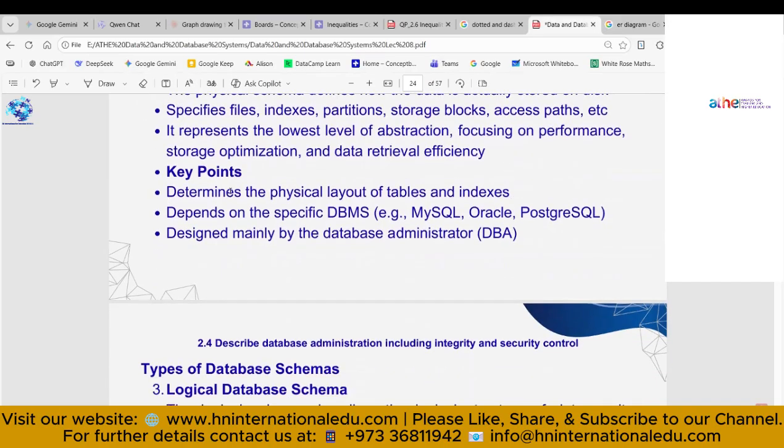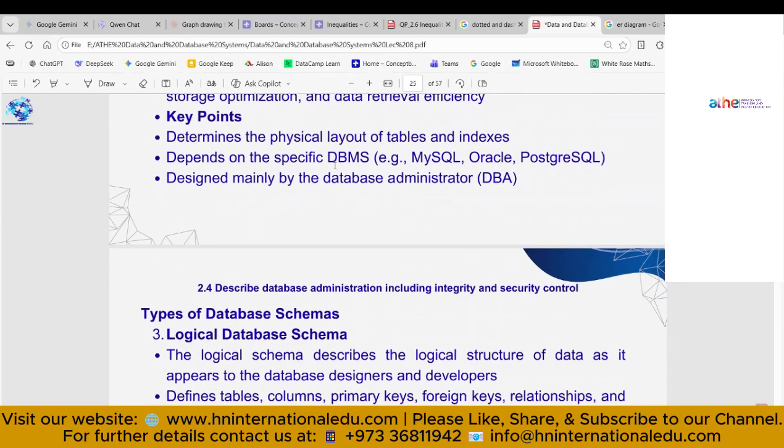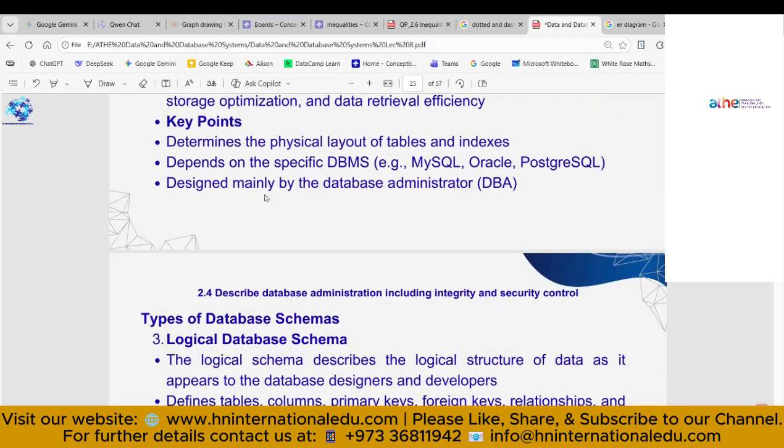And what are the key points? It determines the physical layout of tables and indexes, and depends on the specific DBMS, like which kind of DBMS you're using, MySQL, Oracle, PostgreSQL, MariaDB, whatever it is. And it is mainly designed by the database administrator, DBA. The one who designs this is the database administrator.